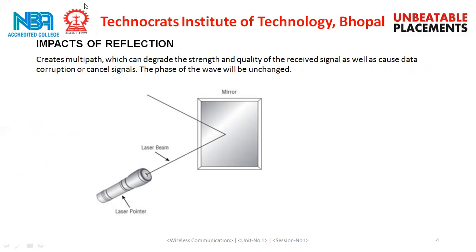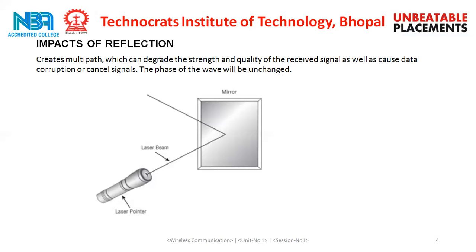Now, so as to understand the mechanism of reflection, consider this mirror. In the slide, we can see a mirror with a laser beam hitting the mirror surface, and that laser beam is reflected back. This type of reflection mechanism occurs when our signal is transmitted in wireless communication, or when it travels from several sources. So these are the impacts of reflection.